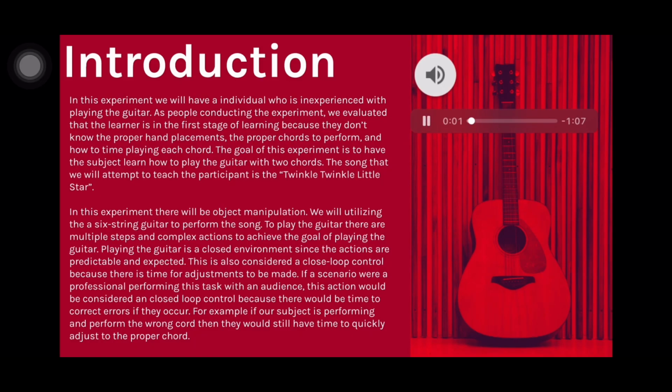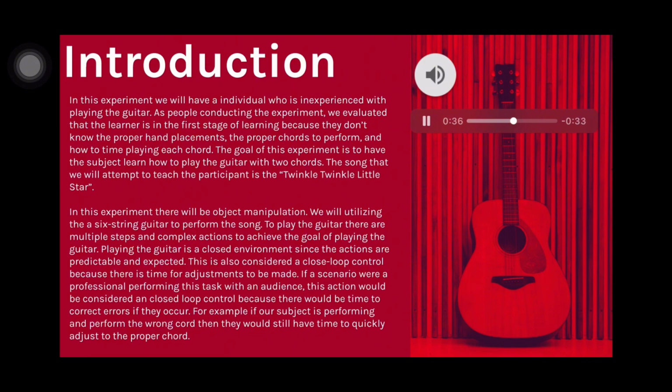In this experiment, we will have an individual who is inexperienced with playing the guitar. As people conducting the experiment, we evaluate the learners in their first stage of learning because the subject doesn't have proper hand placement, proper timing to perform the chords, and also how to perform a certain chord at a certain time. In the experiment, we want the subject to learn how to play Twinkle Twinkle Little Star using only two chords. We also have object manipulation in our project. We will be utilizing a 6-string guitar to perform the song.